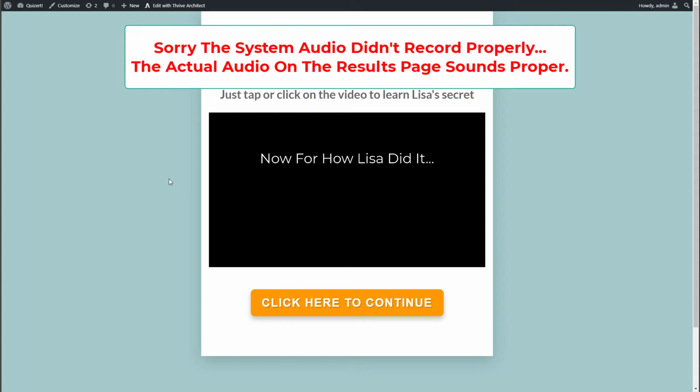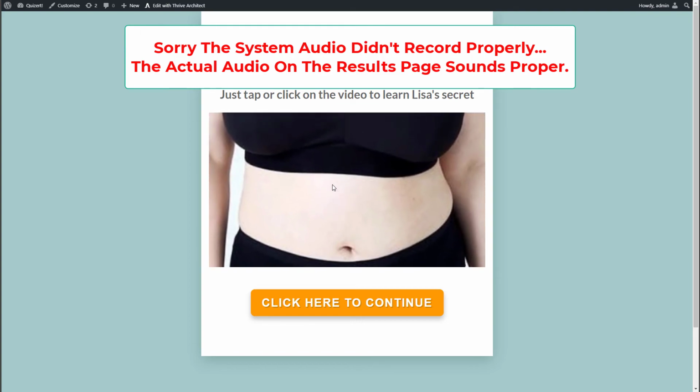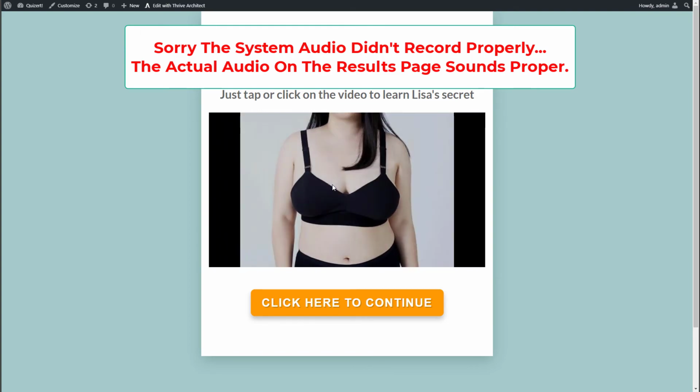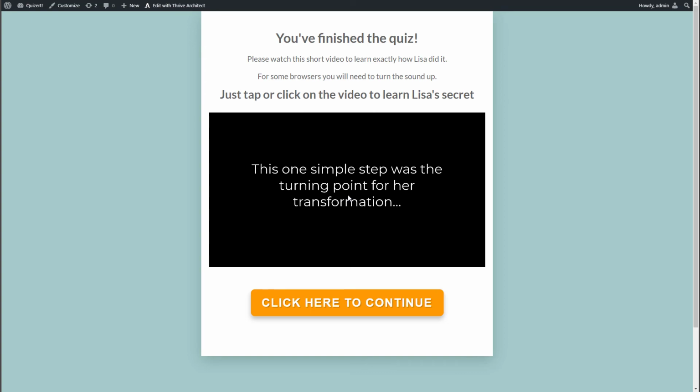Now for how Lisa did it. The honest truth, Lisa didn't do it on her own. Lisa didn't use a fad diet, and she definitely didn't spend endless hours at the gym. Lisa just followed her same diet as before, except she added one step to her daily routine. This one simple step was a turning point for her transformation.